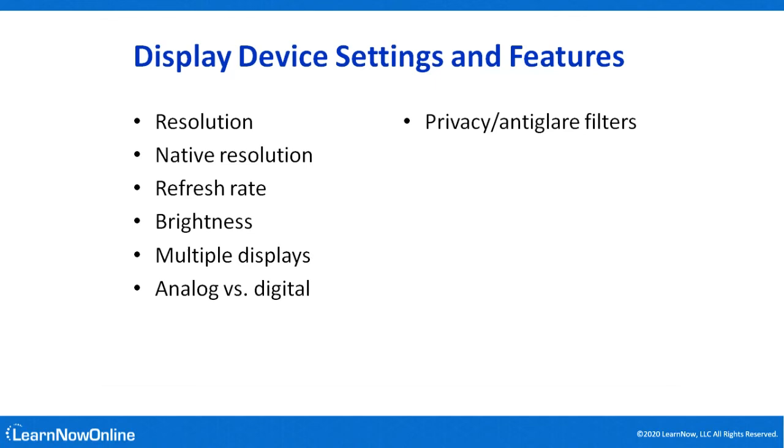Privacy anti-glare filters are used to cover the screen to reduce the glare of the screen. They also protect the device from scratches or dust, and they prevent people not sitting at the screen from seeing what's on the screen, if you're worried about confidential information or anything else that you want to prevent other people from viewing.